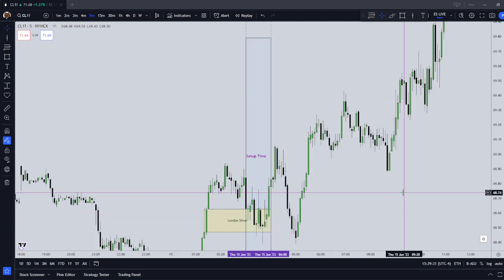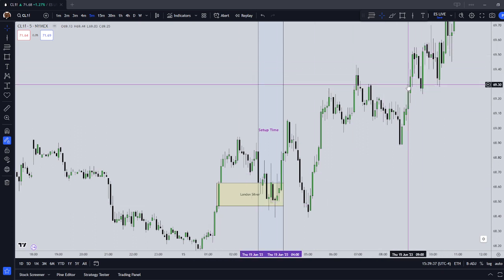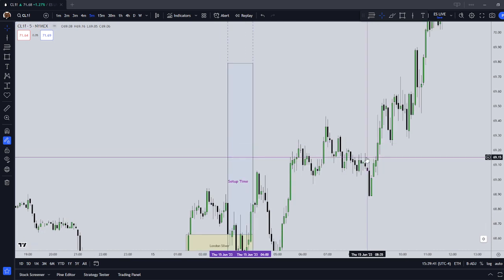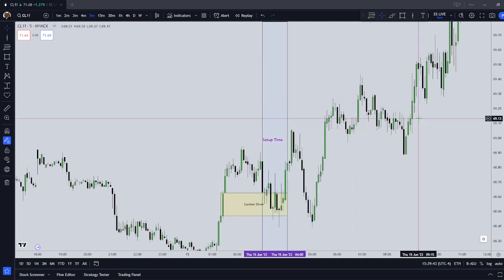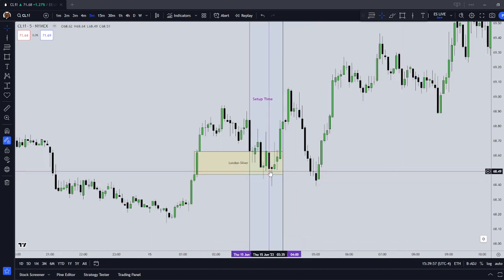With the London Silver bullet, you really want to try and hold up until equities open and sometimes beyond equities open. There are three silver bullet setup time frames, and ideally you would be out of the trade by the time the New York AM session silver bullet sets up. In these commodities like crude oil, copper, gold, they work a little bit differently. Your biggest time is definitely just going to be London.